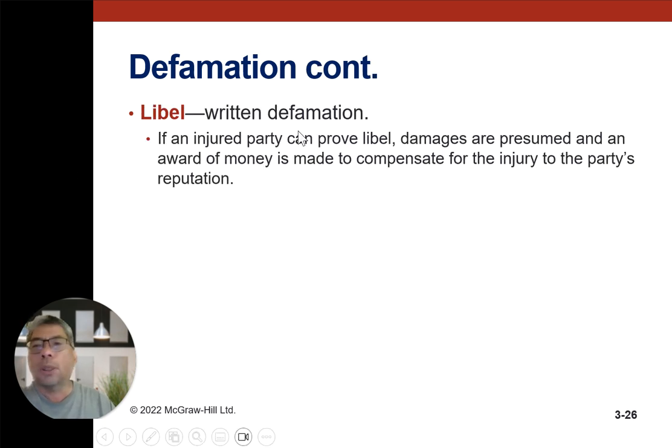Libel is written defamation. If an injured party can prove libel, damages are presumed and money is awarded as compensation for the injury to the party's reputation. For example, if you have a product and somebody intentionally makes bad comments to destroy the reputation of that product, then they can be liable. Okay.